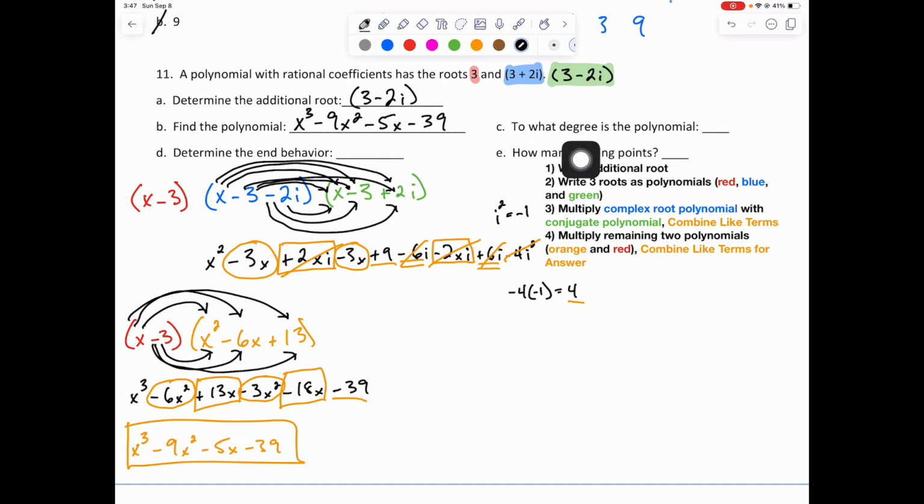To what degree is the polynomial? Well, it's to the third. All right. Determine the end behavior. Well, that's a positive 1 in front, so we know that the end behavior is going to go upwards. All right. Back from questions 1 and 2. And how many turning points? Well, it's simply, for the turning points, it's going to be our degree minus 1, which equals 2. And that's how many turning points you will have. And that wraps it up. Let's go.